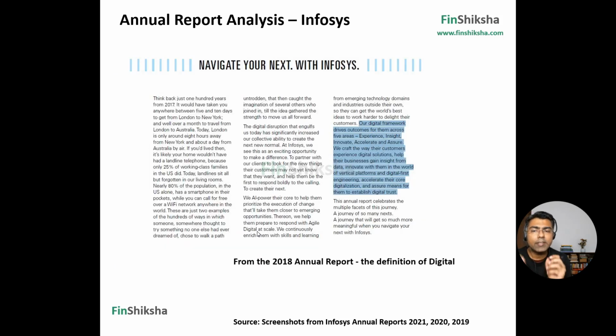They have outlined this in the 2018 annual report for the first time. Till this time, they used to segregate the revenue in terms of services, consulting, and products. Since then, they started doing it in terms of digital and core. The definition of digital is that the framework drives outcomes for the clients across 5 areas: experience, insight, innovate, accelerate, and assure. We craft the way their customers experience digital solutions.